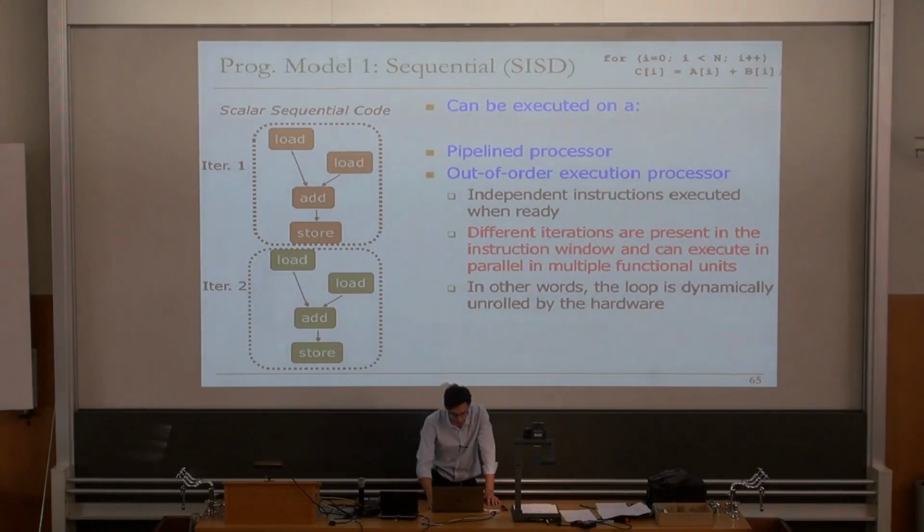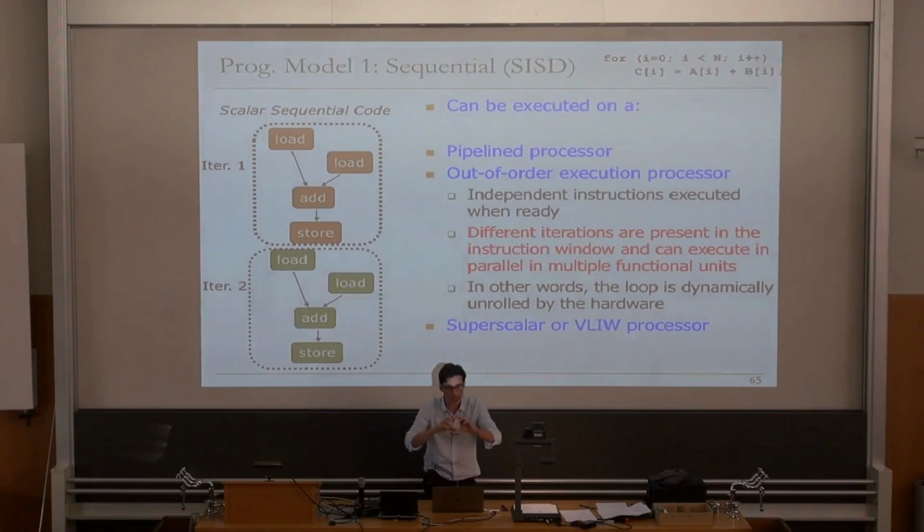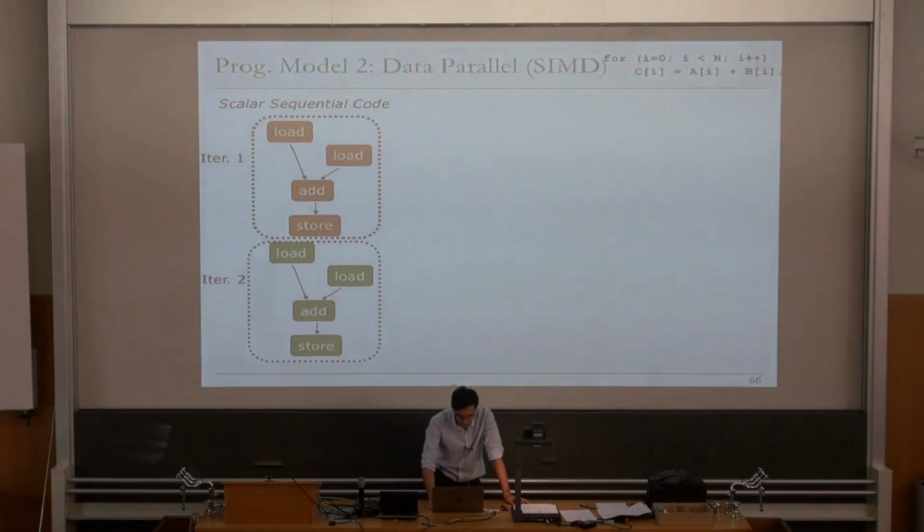The processor can start issuing instructions that belong to different iterations. Another type of processor where we can execute this sequential code is, for example, a superscalar processor or a very long instruction word processor, because there are different instructions here that are independent. They could be packed into the same large instruction and be issued to several processing elements that will execute these operations at the same time. So this is the first programming model, the sequential programming model.